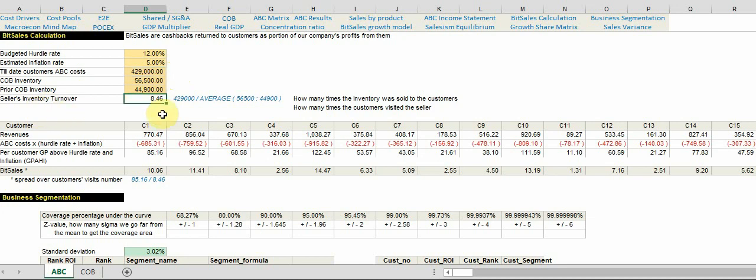On average, 8.46 times for the customer C1, after adjusting his cost of goods sold by the budgeted hurdle rate and the estimated inflation rate and deducting that adjusted cost from his revenue, the profitability left will be 85.16. We divide this amount by the customer inventory turnover. By his about 8 visits to us, we can return cash back to him, about £10, and every day we will readjust these bit sales calculations for all customers.